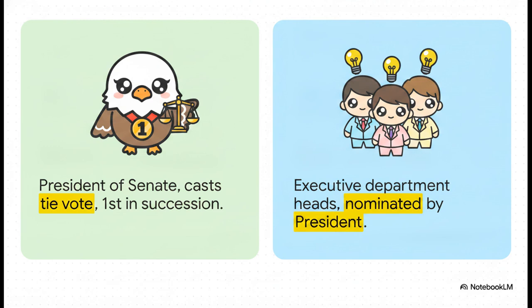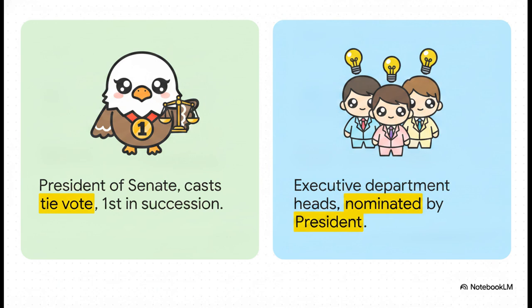Historically, this role was actually mocked by early VPs as being relatively powerless, just standby equipment that mostly involved a lot of waiting around. Their specific duties are serving as president of the Senate and casting tie-breaking votes. But despite all the old jokes, they are quite literally one heartbeat away from the most powerful office in the world, being first in the line of succession.